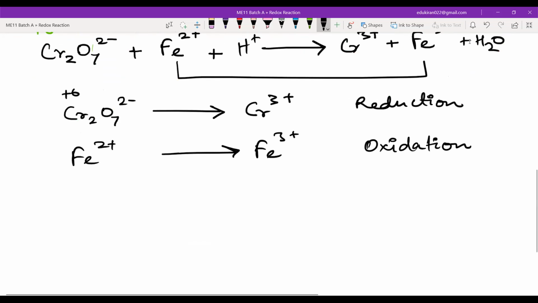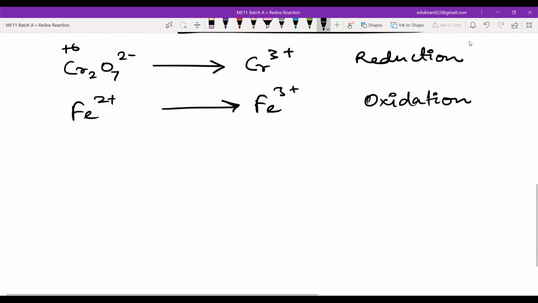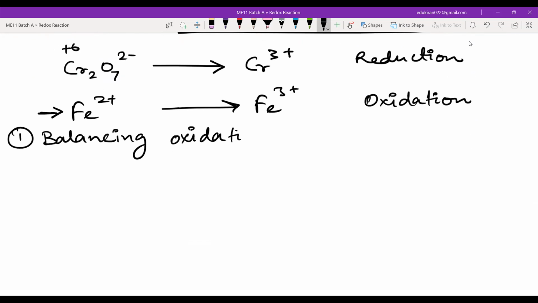Is everything balanced here? Yes or no? What happened? Is the number of iron balanced? No, sir. The number of iron is not balanced. How many iron is there here? One, na? Here also one iron. Oh, sorry, they are balanced. I was talking about charge. Charge is not balanced. We have to balance the charge.